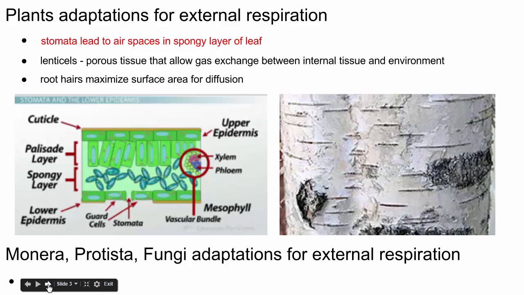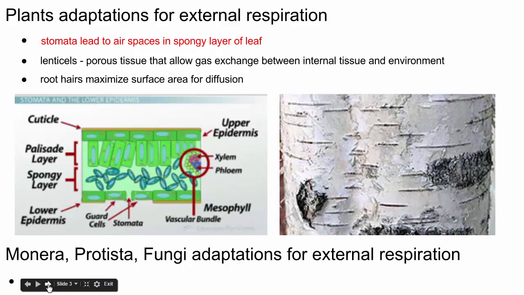If you remember back when we talked about layers of the leaf, those stomates open up into the spongy layer of the mesophyll. That spongy layer is where those gases move, and then they can eventually diffuse into the actual cells where those gases are needed.